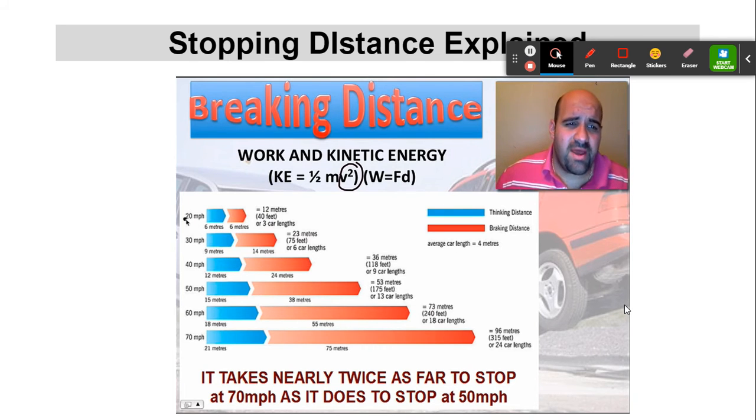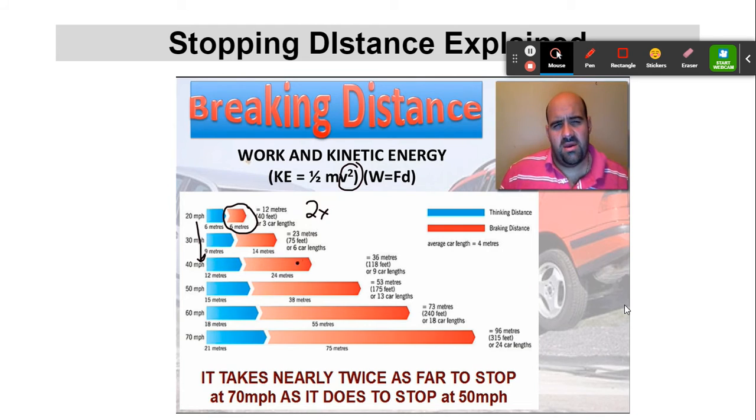If you're going 20 miles an hour and you double your speed to 40 miles an hour, what happens to your stopping distance? Well, your braking distance is denoted in red. At 20 miles an hour, it's 6 meters. At 40 miles an hour, it's not twice as much. It's not 12 meters. It's actually 24 meters. It's actually 4 times as great. It's a square. If your velocity doubles, your braking distance goes up by 4 times as much.